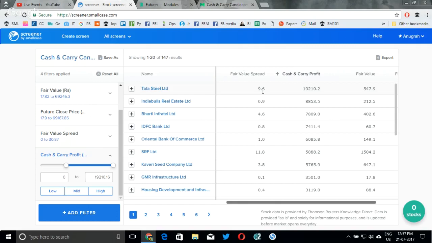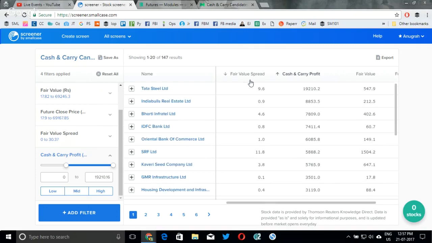Now I told you that a very easy way of calculating the cash and carry profit is to multiply the fair value spread directly by the lot size, and in this case you will see that the cash and carry profit is 19,210.2. The important thing to remember here is that we have assumed a risk-free rate of 3-month MIBOR. The level of 3-month MIBOR at the end of yesterday is going into calculating all these figures.